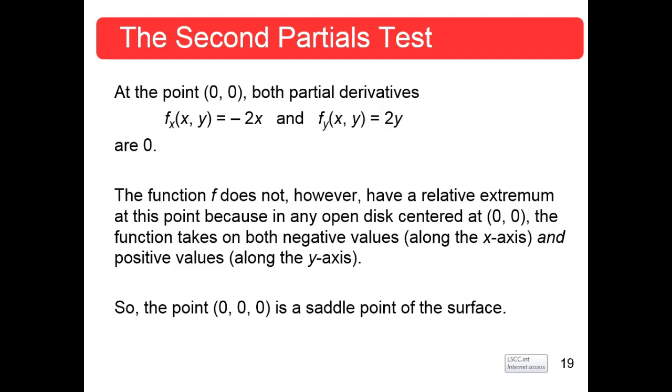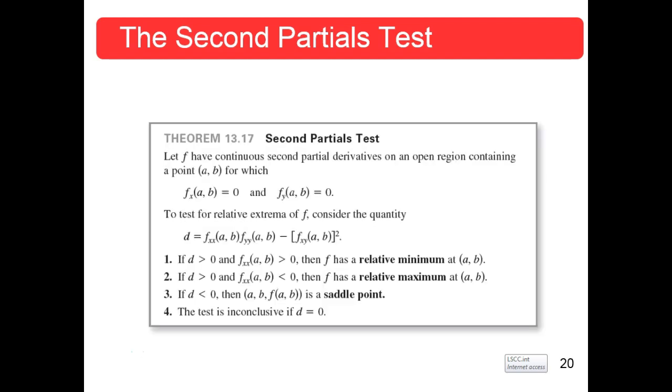There's no place where they don't exist. Function f, however, does not have a relative extremum at that point, because on any open disk centered at (0, 0), in the y-axis you're going up, the x-axis you're going down. So it's neither a maximum or a minimum. The function takes on both negative values along the x-axis, positive values along the y-axis. So the point (0, 0, 0), which by the way is the z value there, is a saddle point on the surface. Okay.